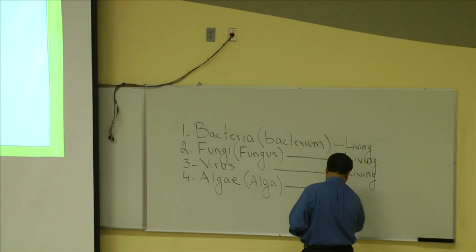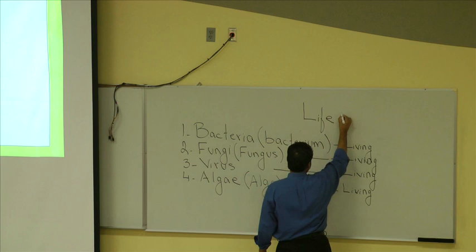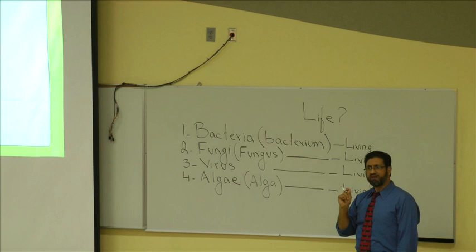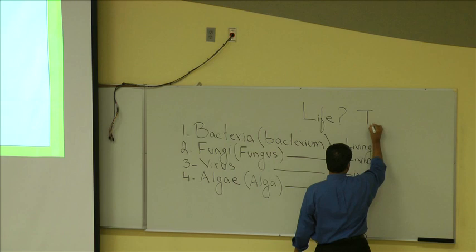Okay. So now let's define this term. How do you define life? What is the definition of life? What does it mean that if something is living? Existence. Reproduce. Something that reproduces is considered living. To reproduce.